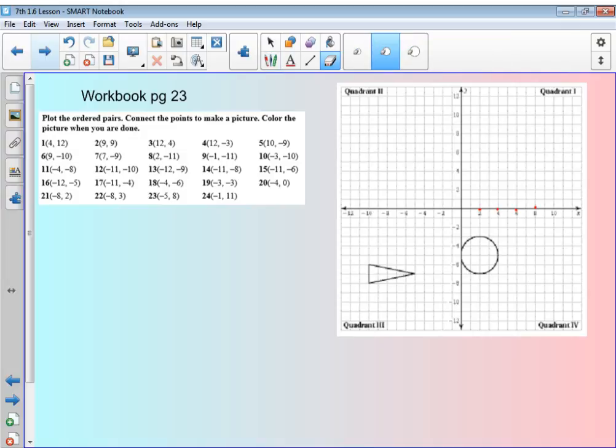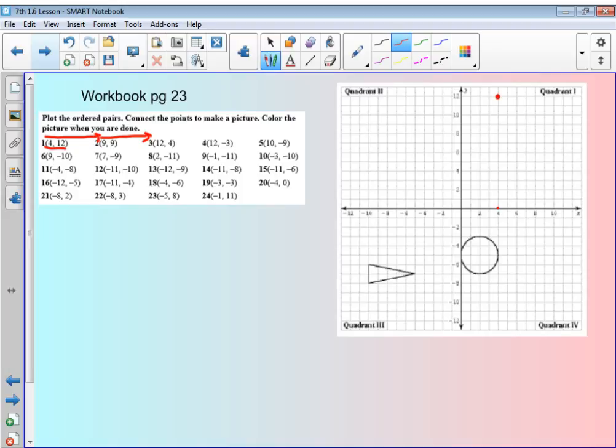Now, the key to plotting these is, first of all, you have to work this direction. So then 1, then 2, then 3. If you do not do these, if you work in columns, you're going to connect these incorrectly. So it's kind of like you're creating a dot to dot and you're connecting the dots as you go. Okay, so we're going to plot the ordered pairs and connect the points to make a picture. So our first one is, for 1, it is 4, 12. So I'm going to go over to 4. So there's my 4, and then up to 12, which is right here.